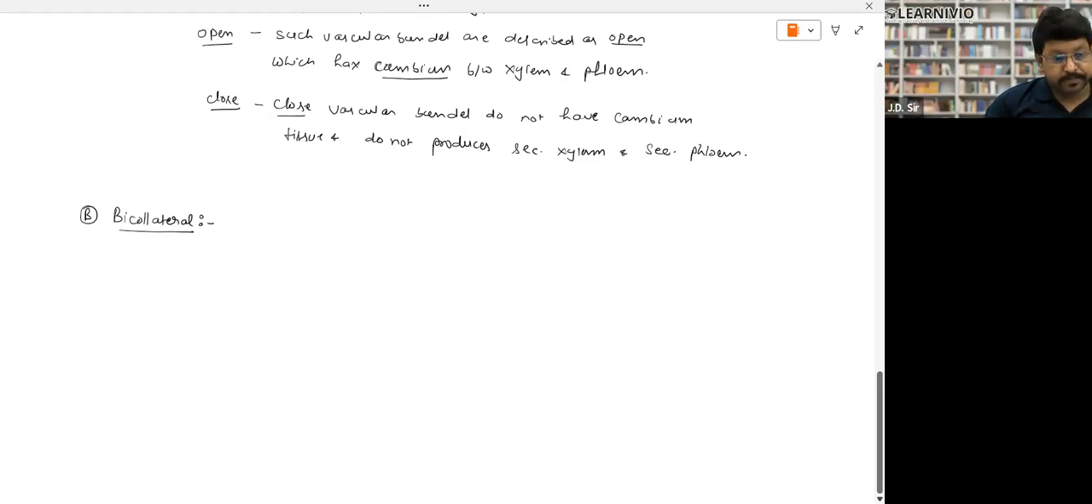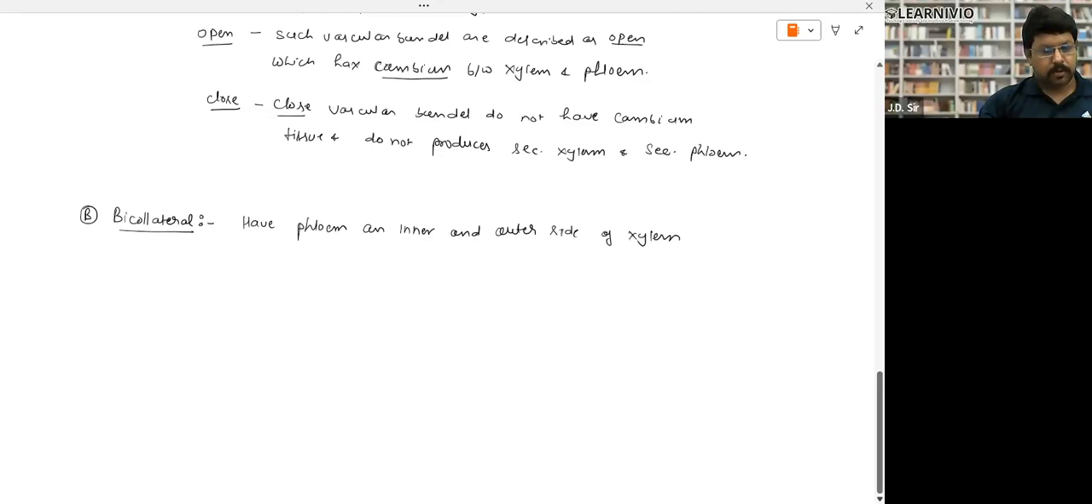They have phloem on the inner and outer side of xylem, right? All three lie in the same radius.